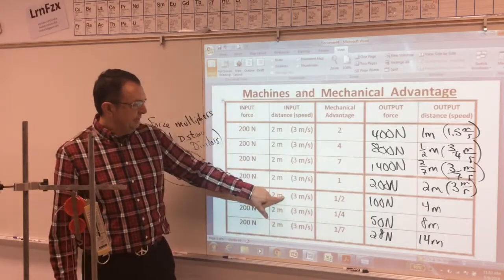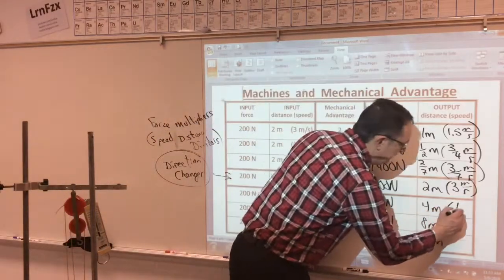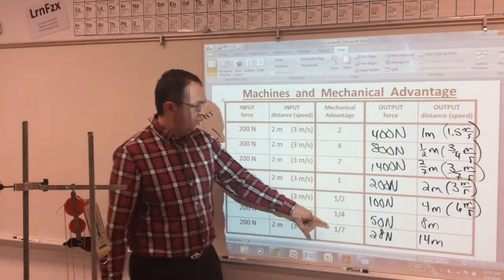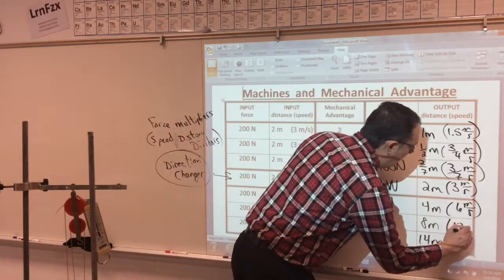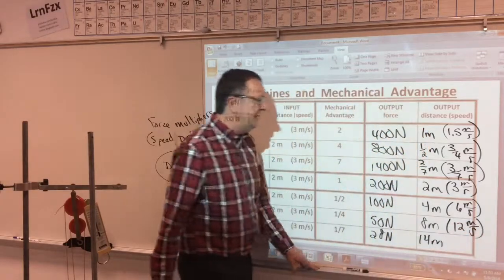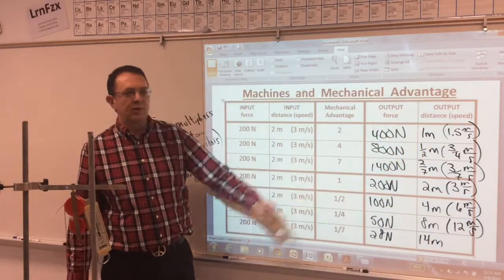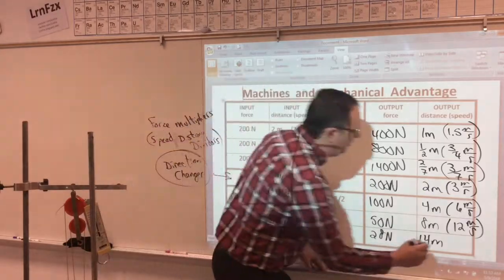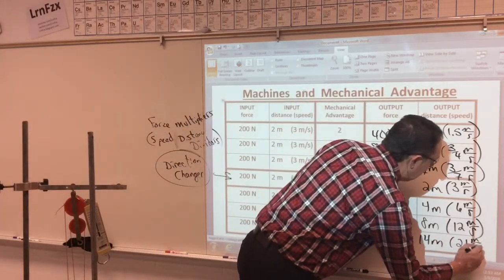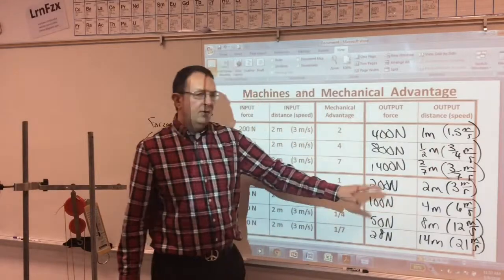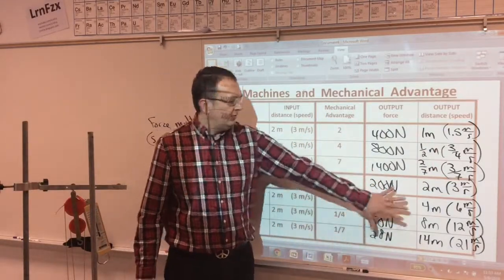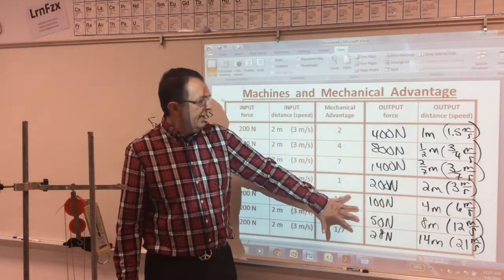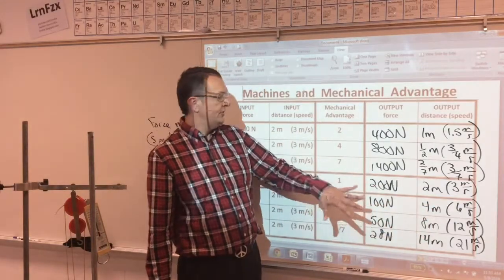Speaking of speed, 3 meters per second times 2 gives you 6 meters per second. And 3 meters per second times 4, 3 times 4 is 12. Wow, you're getting some pretty good speed out of this. You're putting 3 meters per second in, you're getting 12 meters per second out. It's pretty good for that reason. 3 times 7 is 21 meters per second. So you get a whole lot of good speed out of that. So these are speed and distance multipliers. But unfortunately, they have to also be force dividers.